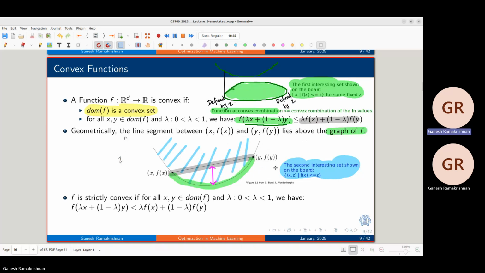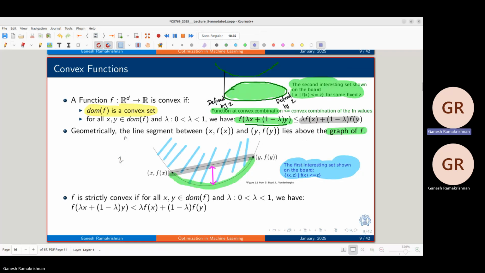There are two sets which I had shown on the board and I've depicted them again. Same question I'm posing to all of you. What is the relationship between the green set? What is the green set? The green set is the second, in this case, the second interesting set, L alpha f. Second interesting set and the first interesting set shown on the board.